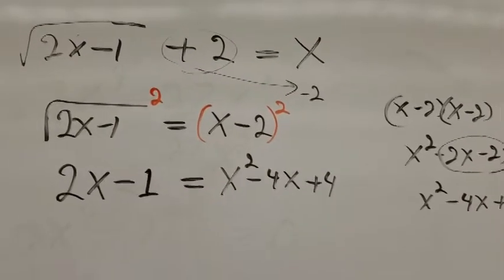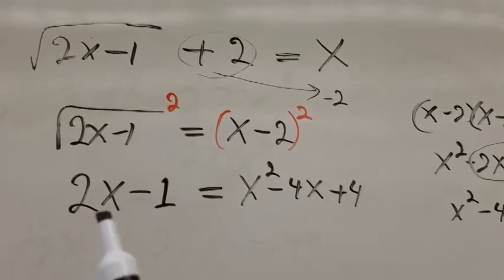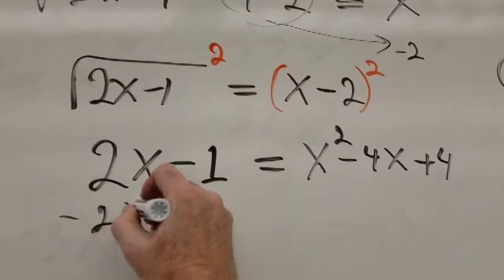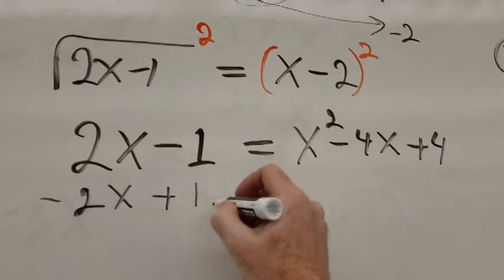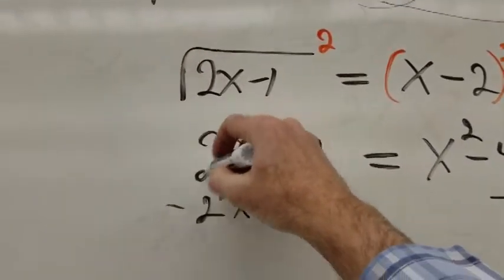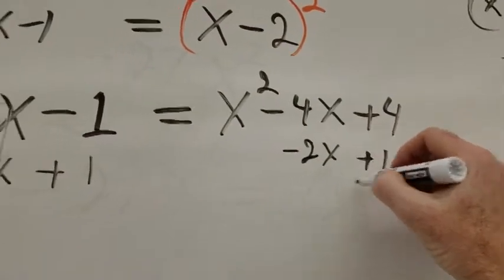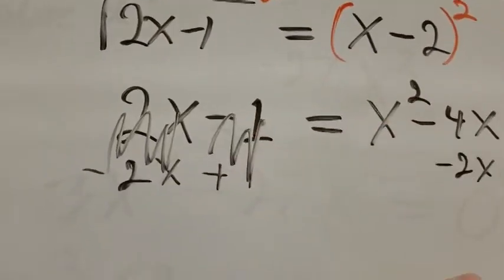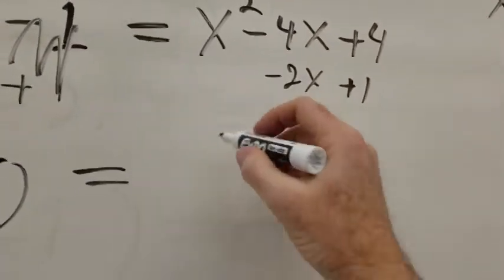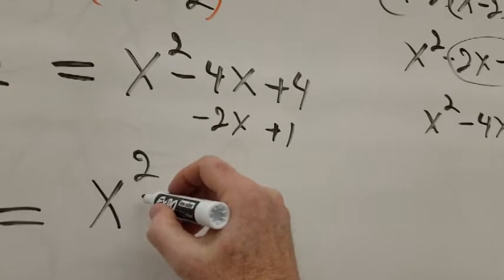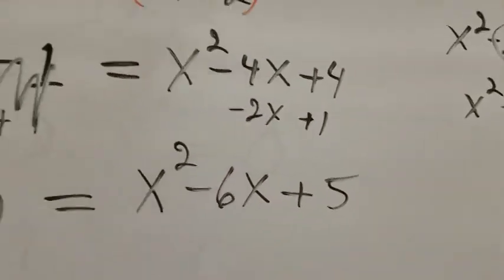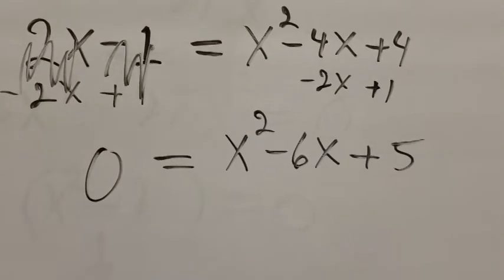Now let's just combine all terms together. Let's move these over there and combine them all together. So minus 2x and then add 1, right? So minus 2x, so this goes away. And then let's add 1 and add 1, so this goes away. So we just have 0 over here is equal to, this is x squared minus 6x plus 5. And now we're all set.